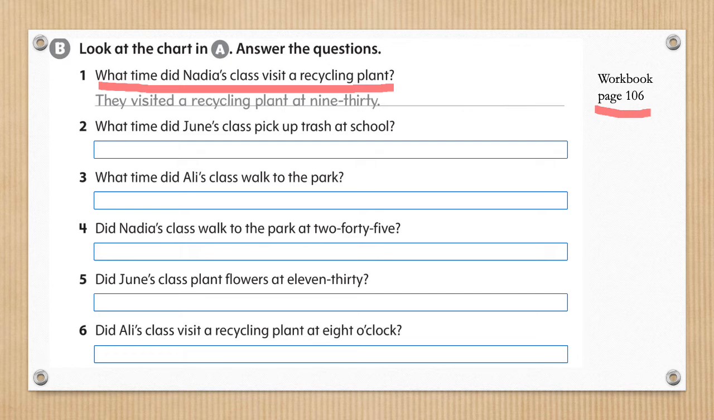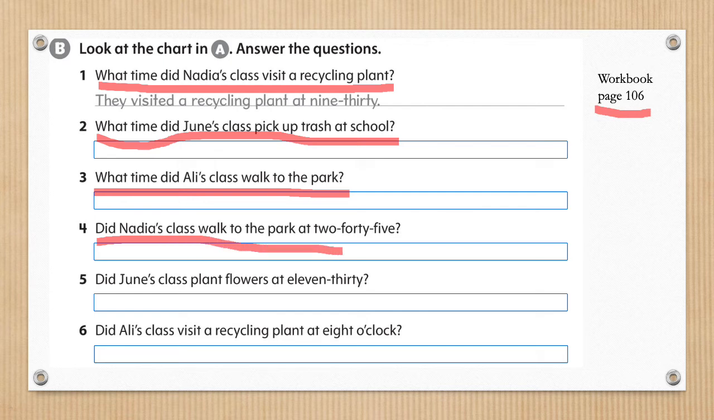I would like you to finish number 2, 3, 4, 5, and 6. I will read them for you, students. Number 2. What time did June's class pick up trash at school? Number 3. What time did Ali's class walk to the park? Number 4. Did Nadia's class walk to the park at 2:45? Number 5.